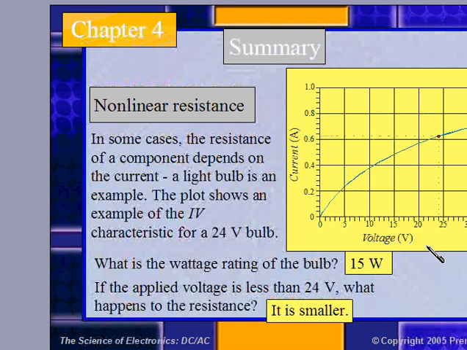Nonlinear resistance. In some cases, the resistance of a component depends on the current. A light bulb is an example. The plot shows an example of an IV characteristic for a 24-volt bulb. What is the wattage rating of the bulb? Again, you pick 2 points off the graph and use the formula. If the applied voltage is less than 24 volts, what happens to the resistance? Well, it's smaller by looking at the graph.